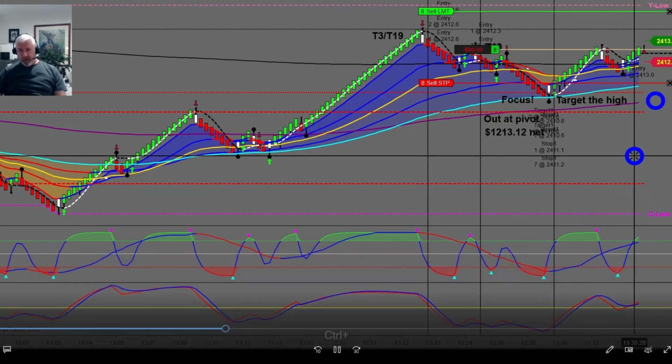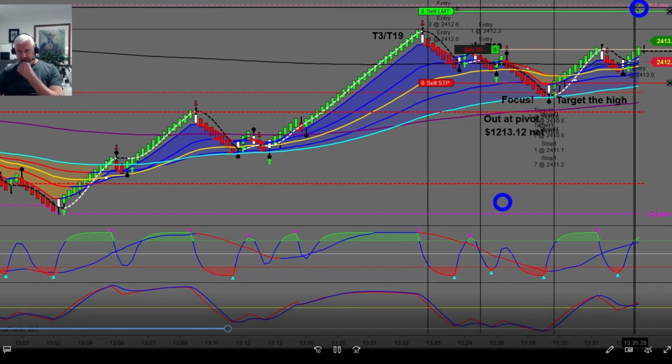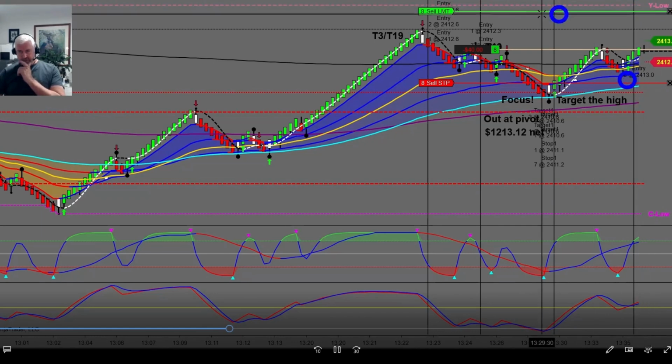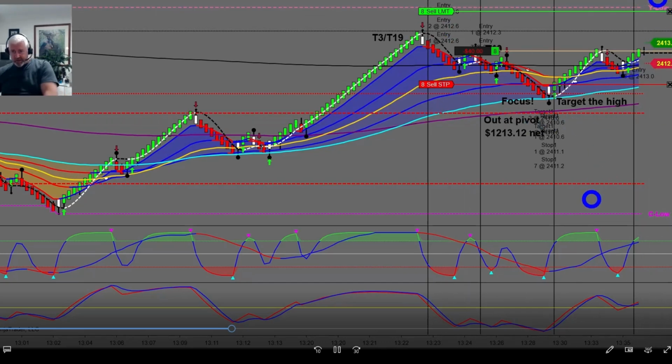So here I've gone long. I haven't adjusted my stop yet. Normally I do it. That's the first thing we want to do, by the way, generally, is to make sure we adjust our stop.